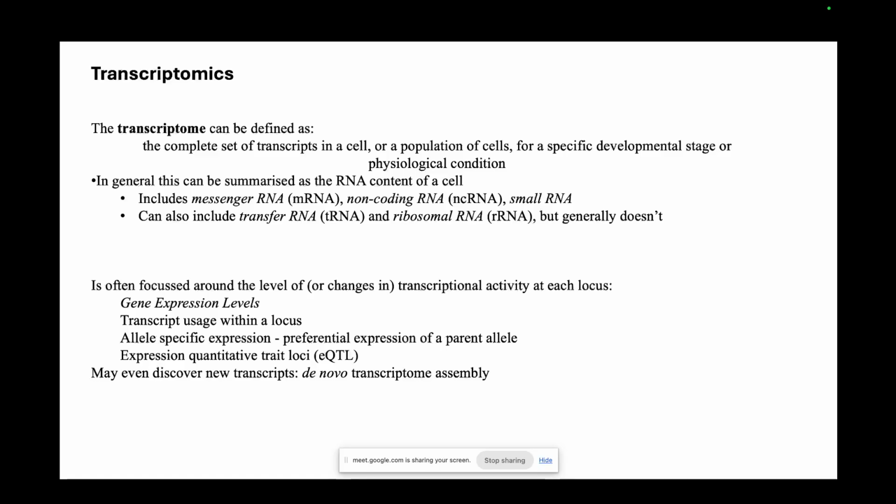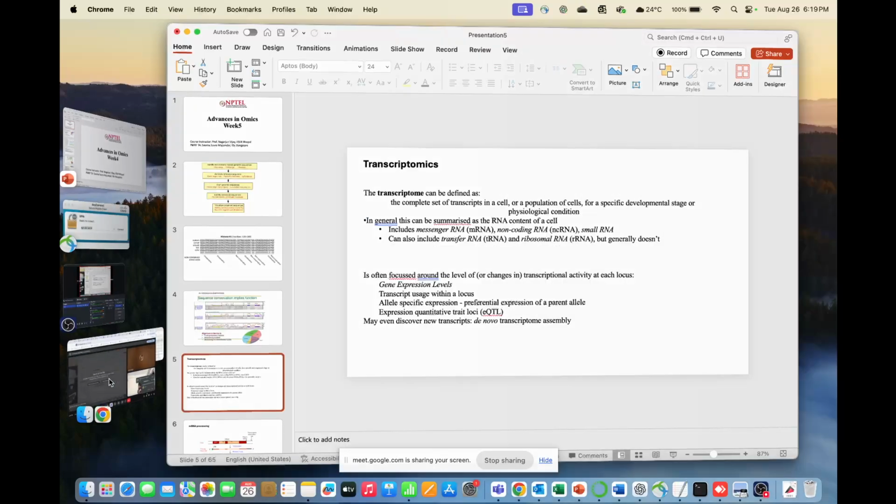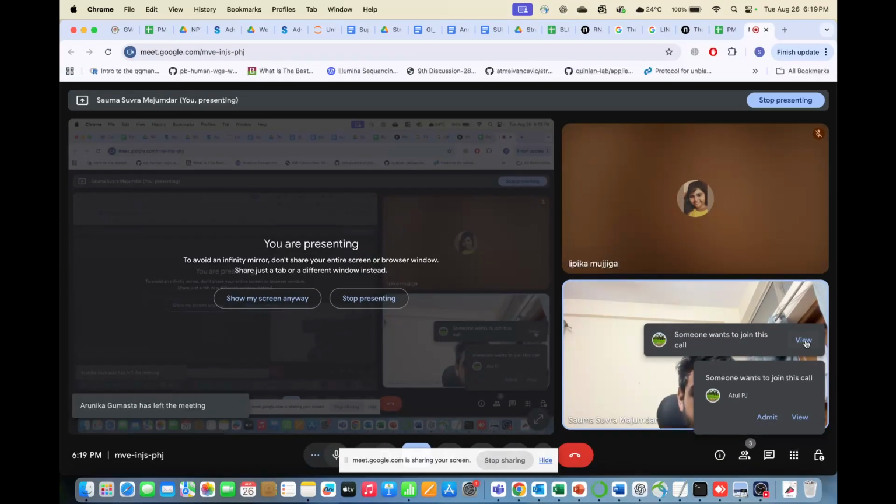So we look for gene expression levels, transcript usage within a locus, allele specific expression, preferential expression of a parent allele, EQTL, which are expression quantitative trait loci.